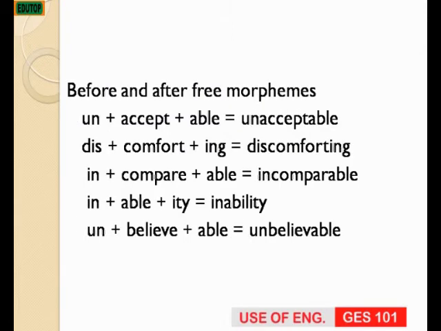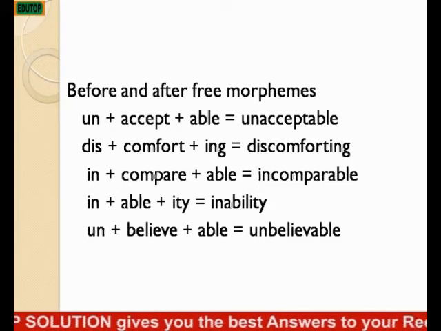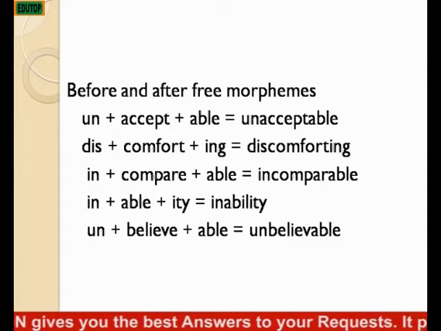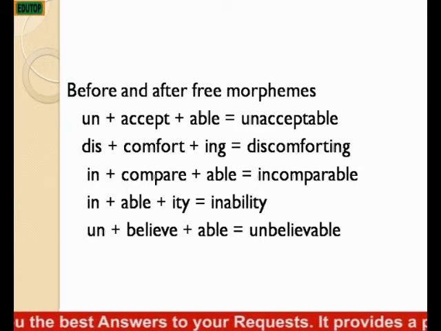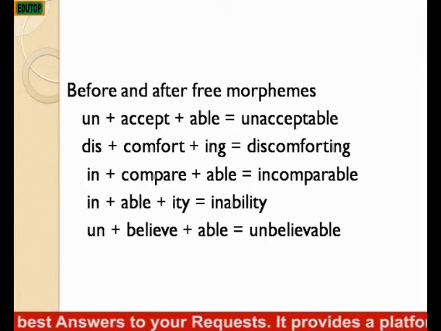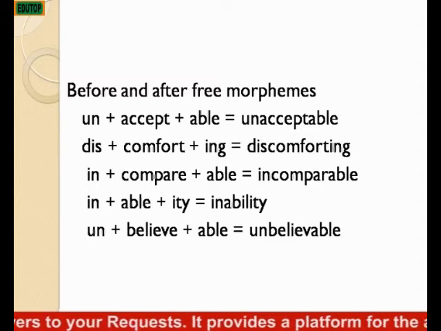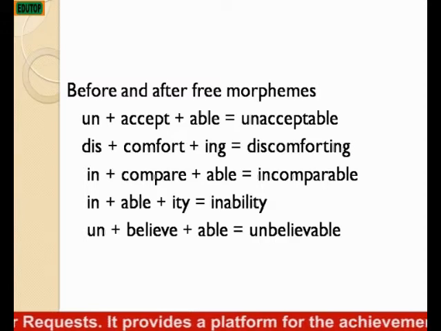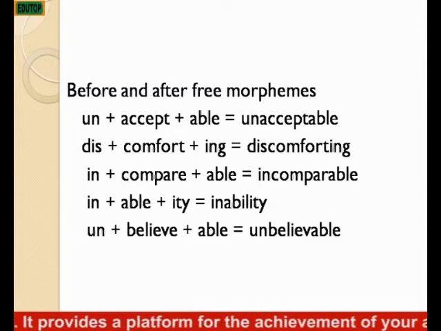At the same time, you can have bound morphemes coming before and after free morphemes. Let us see some of the examples. You have un, which is a negative marker, plus accept, plus able. Un is a prefix and a bound morpheme. Accept is a free morpheme. Able is a bound morpheme and it is coming after the free morpheme accept. So we have un as a prefix, able as a suffix, and we are having unacceptable as a new word.